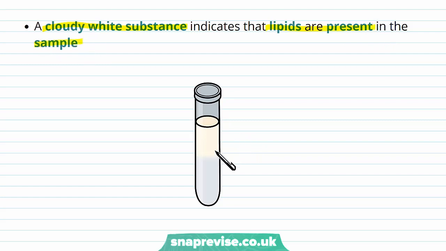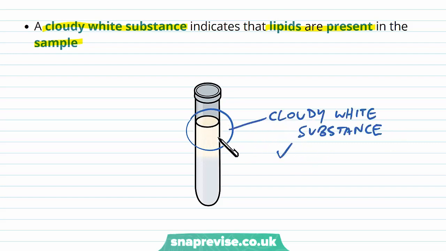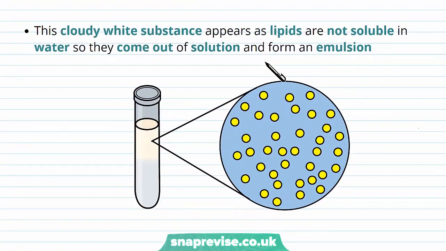So what we've done is once we've added the water and shaken it, we see this cloudy white substance form at the top. And if this is present, then there are lipids in the sample. The reason we get this cloudy white substance is because the lipids aren't soluble in the water, so they simply come out of the solution and they form their own emulsion at the top of the test tube.